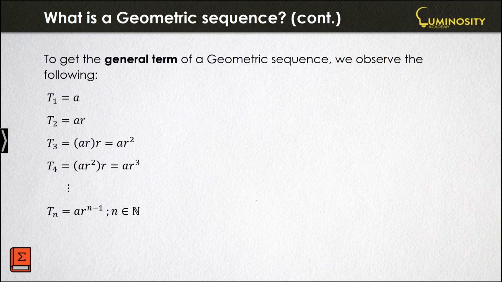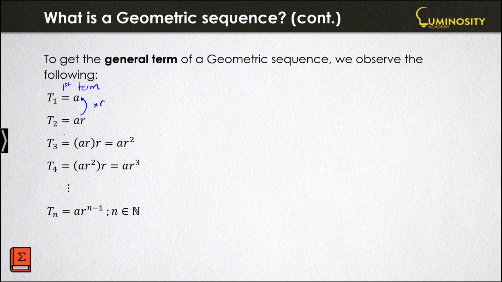To get the general term of a geometric sequence, we observe the following. We started off with the first term a. Let's call that t sub 1, which stands for the first term. To get to the next term, t2, we multiply the previous term by the constant ratio r. In this case, the previous term, t1, was simply a. So we multiply by the constant ratio r to get a times r.